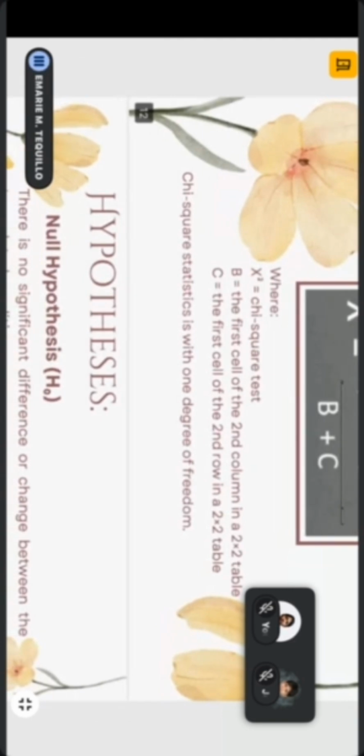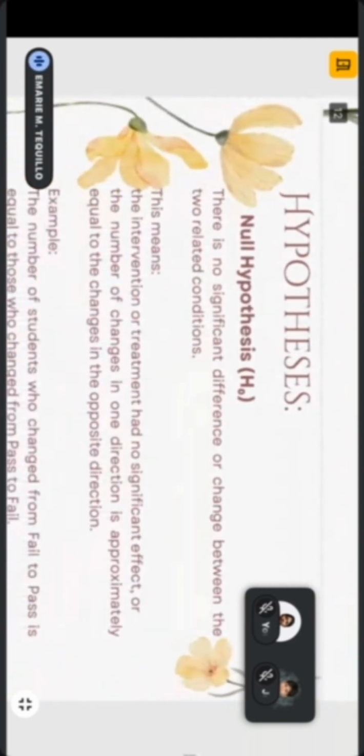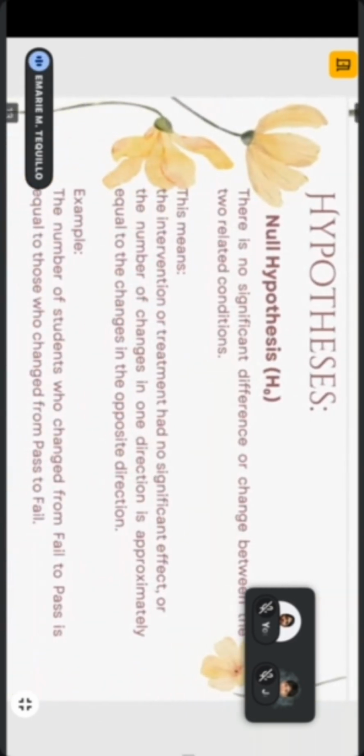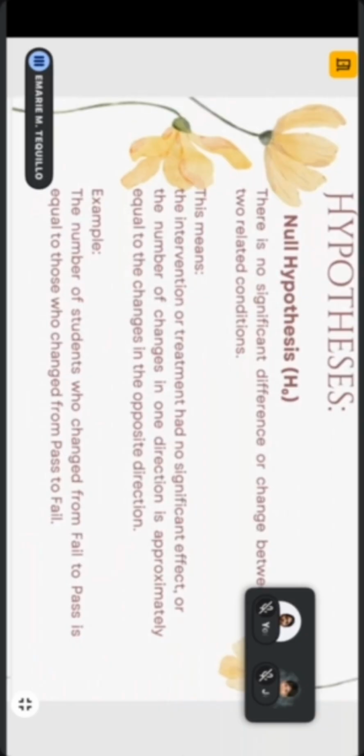Okay, let's proceed to the next slide, which is the hypothesis. Here, we have the null hypothesis. It states that there is no significant change. This means that the intervention or treatment had no effect at all. For example, the number of students who improve is almost equal to the number who became worse.